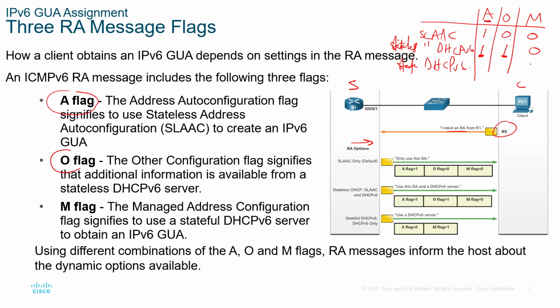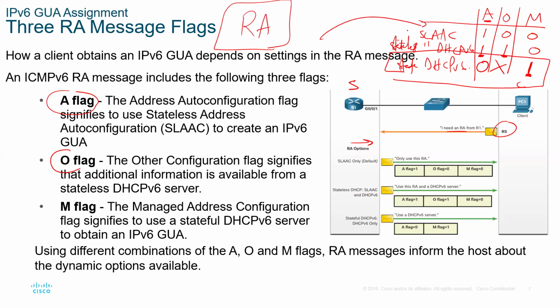And if it comes with a 1 here, here it will come with a 0. Here it can either be a 1 or it can be a 0. Everything will be overridden by this one. This means we have a stateful DHCP. So depending on the values on these flags, when the RA comes, the RA message is the one which contains these flags. So depending on the values of those flags, the host will then be able to choose how it is going to be assigning an IPv6 address to itself.